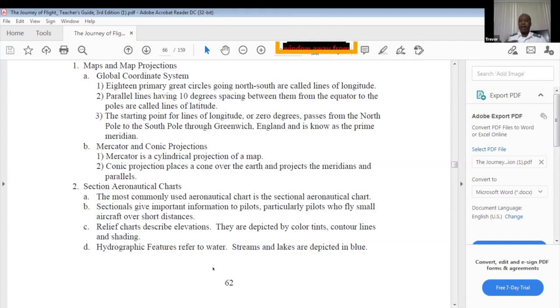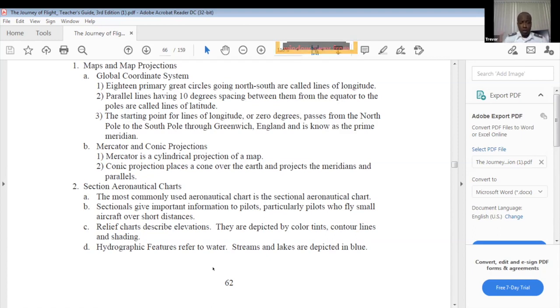Then you have what is called dead reckoning, where you have to make some kind of predetermined calculations. So to fly from point A to point B, you got to determine your course, your true heading, your magnetic heading. You got to look at the wind. You got to calculate the ground speed, based on where the wind is blowing, to see how much time it will take you to fly from point A to point B. So that's what they call dead reckoning. Now, just to backtrack a little bit, so let's look at the maps and map projections.